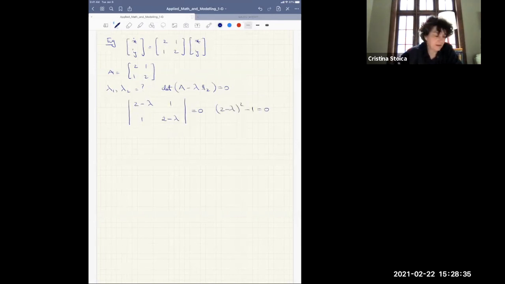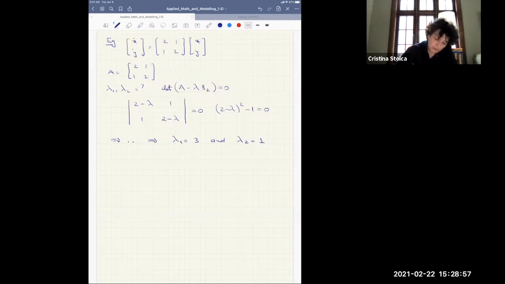Everybody loves this, right? The thing is that I will let you use Maple or whatever on your test, so you don't even have to know this. So we solve this however you want to solve it, and you end up with lambda 1 is 3 and lambda 2 is 1.